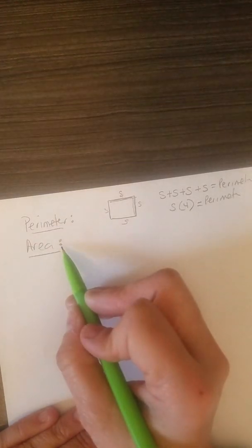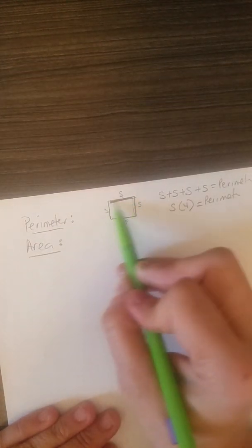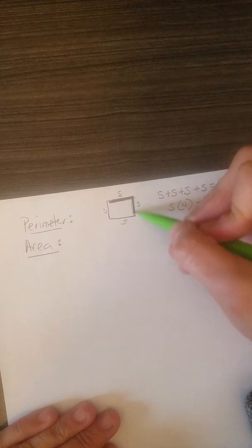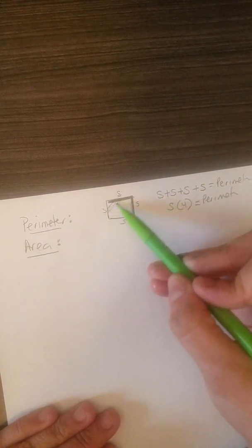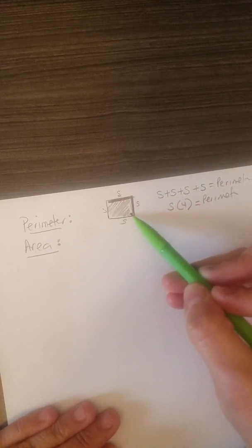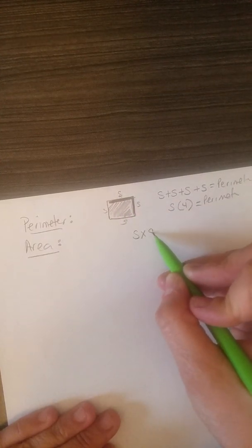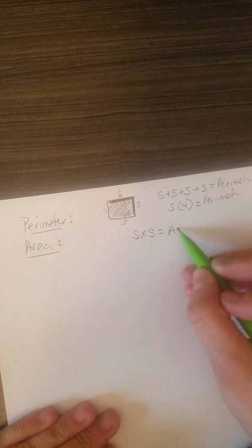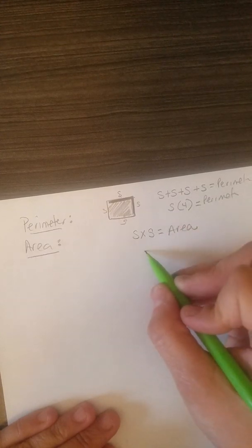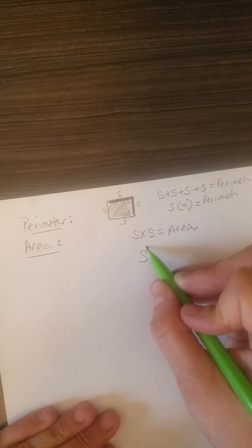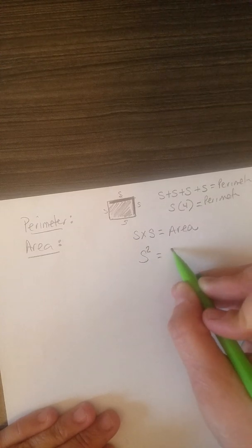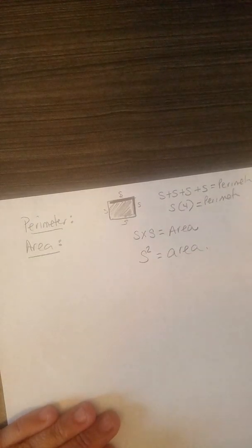Okay, area is one side times the other side, okay? And this is the area. The area is the inside, and that's how you calculate it. So it will be side times side equals area, or you can say side squared. Side squared equals area. Okay?